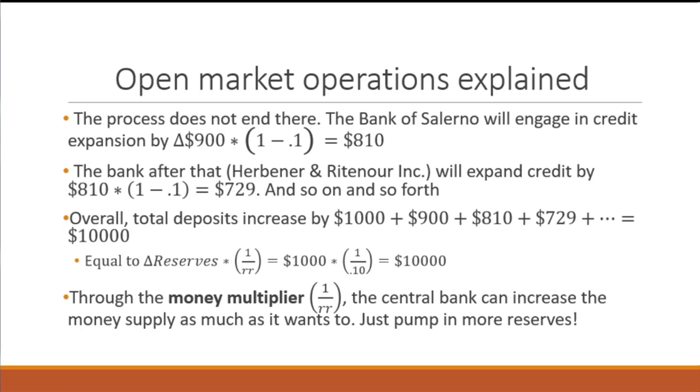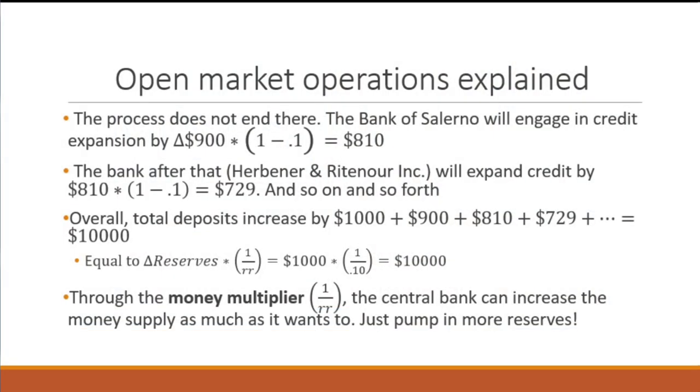All right, that bank's going to want to redeem some of the money substitutes from the Bank of Salerno and so on, right? So then you've got the bank after, let's say Herbner and Rittenauer Incorporated. They expand credit by $810 times 0.9, which is $729, and so on and so forth. So the new reserves are spread around the economy like a hot potato. And with each bank it goes to, that bank's making a loan of a smaller and smaller amount. And I just have plus dot, dot, dot, right?